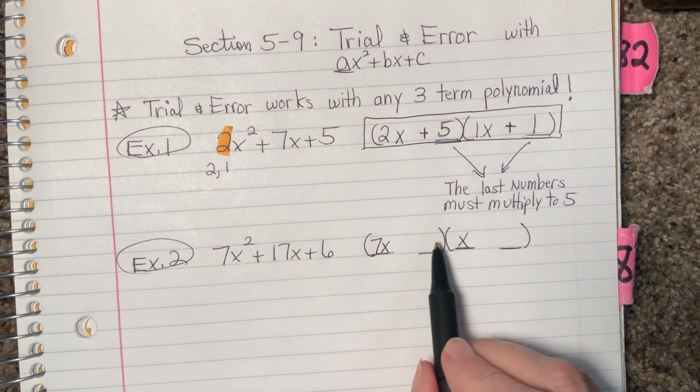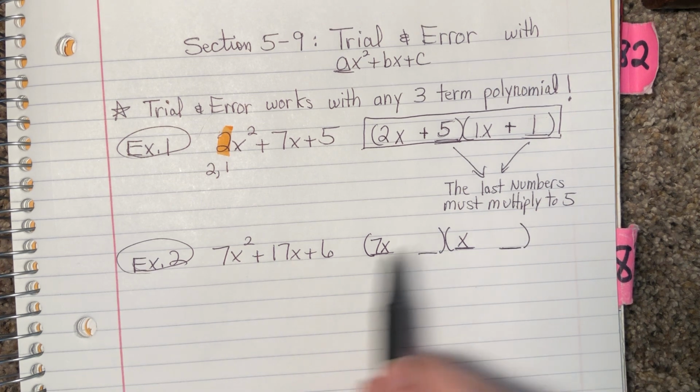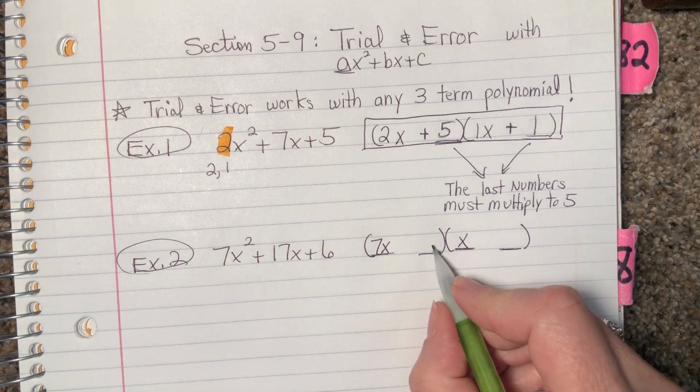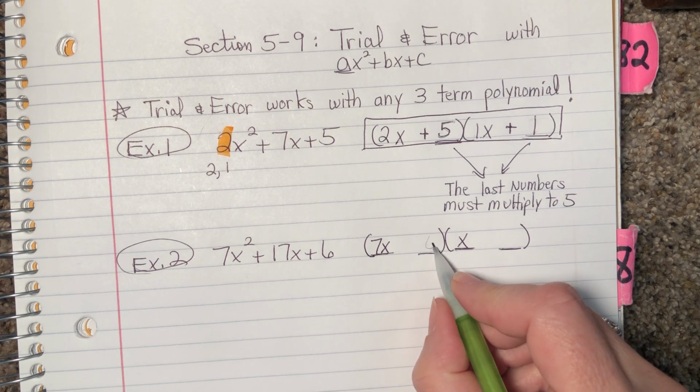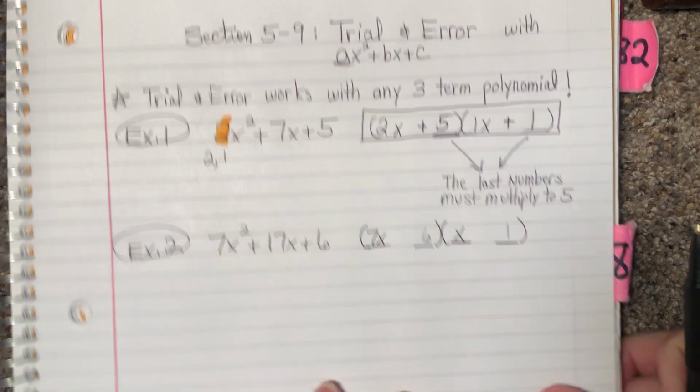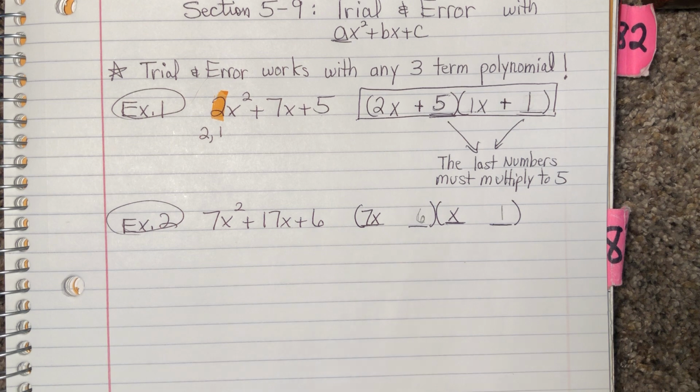So, how can I get a 6? How many different ways can I make a 6? Well, I can make a 6 by a 6 and a 1. 6 times 1. Don't forget about the 6 times 1 or the times 1 option.